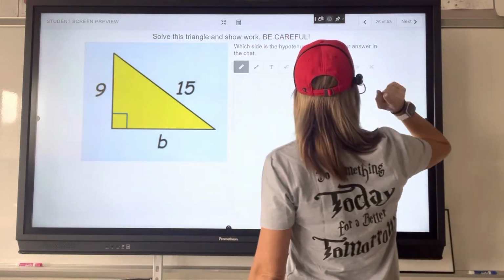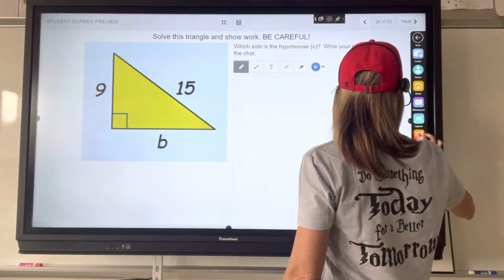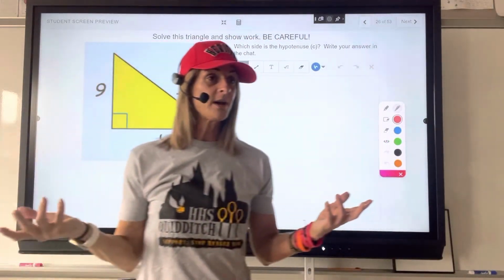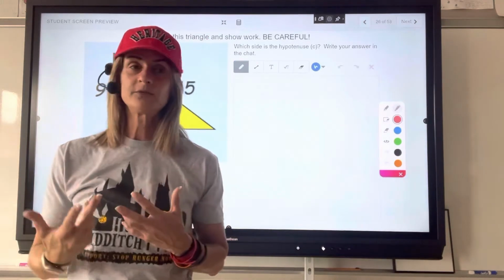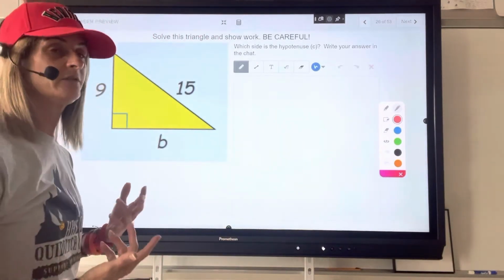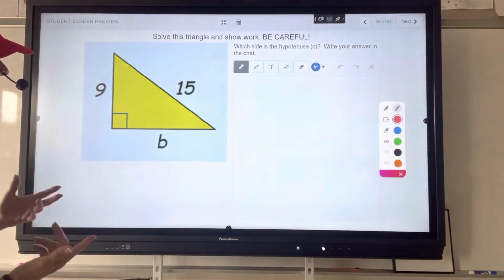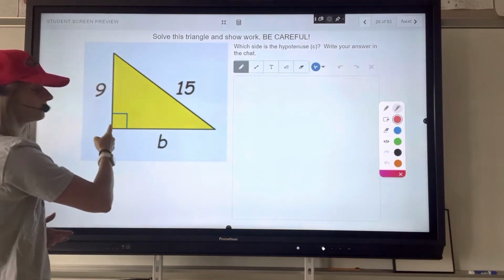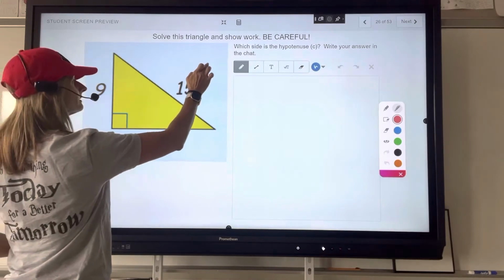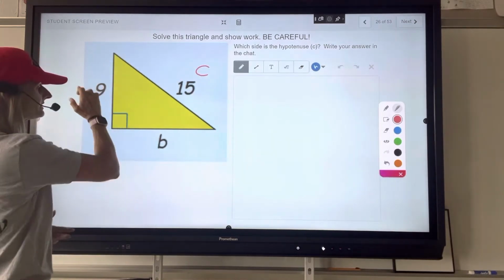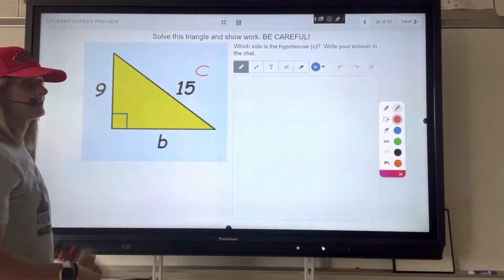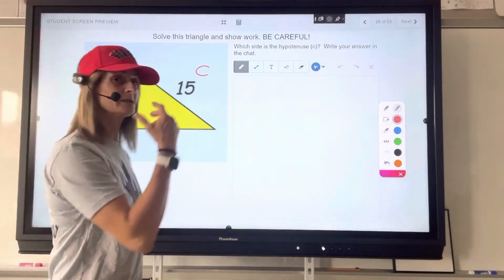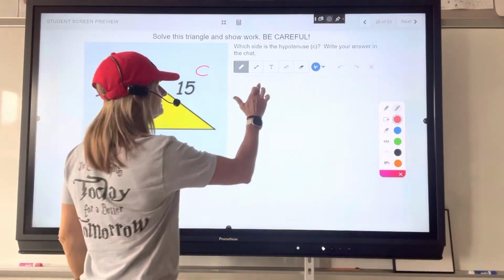Last slide. This slide, you have to be careful with this type of problem. Notice, again, we're given a right triangle. We're given the lengths of two sides, and we're asked to find the length of the third side. However, this 15 that we are given is across from the right angle. So that's your C. This is your A and B. I guess 9 is A because they told us this was B. They're interchangeable though.